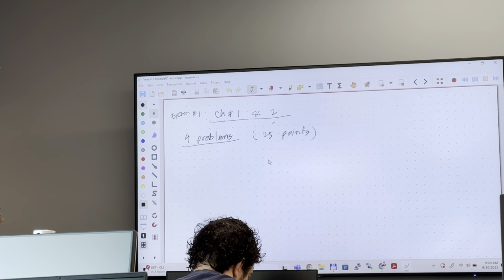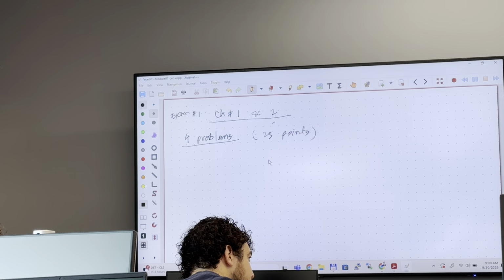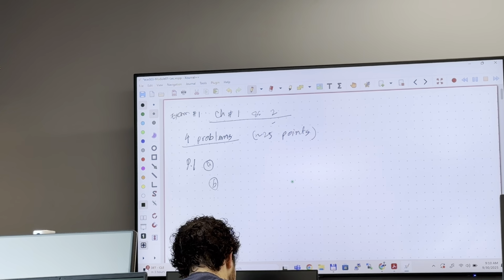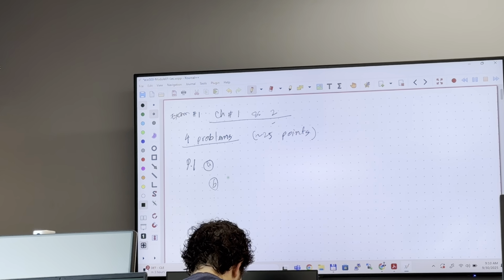It depends. You may see slightly different. Each problem will have subproblems. So you will see a problem P1 will have A, B, like that. Okay. So it depends how I divide. Each problem will have some subproblems.